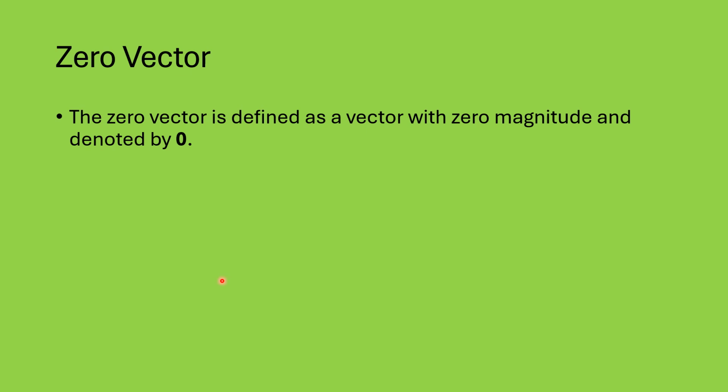A zero vector is defined as a vector with zero magnitude and is denoted by a boldface 0. Just nothing to it.